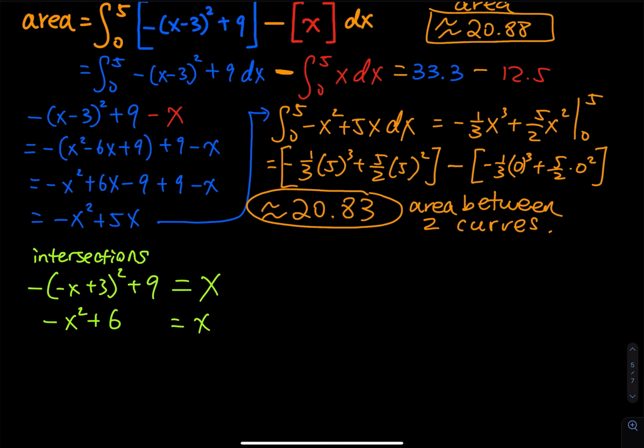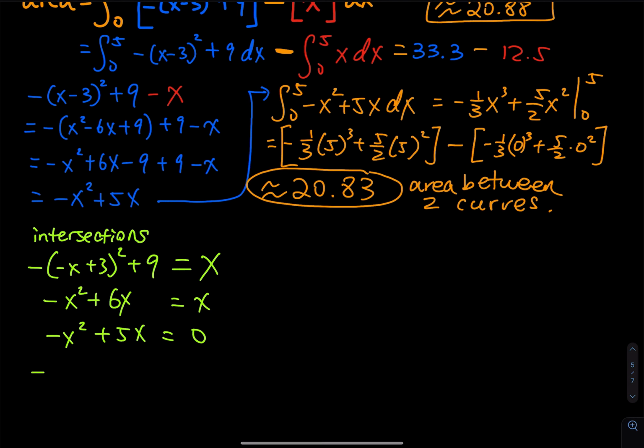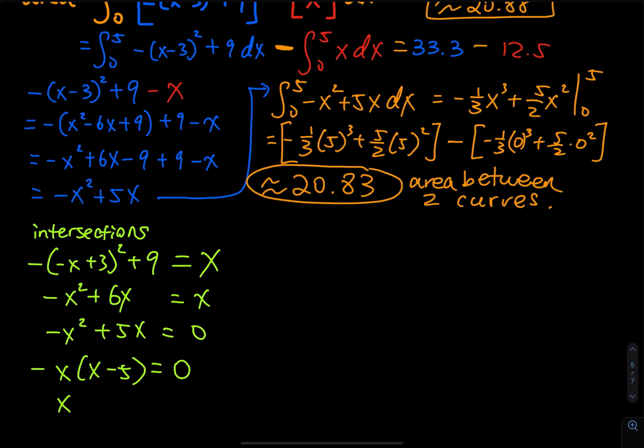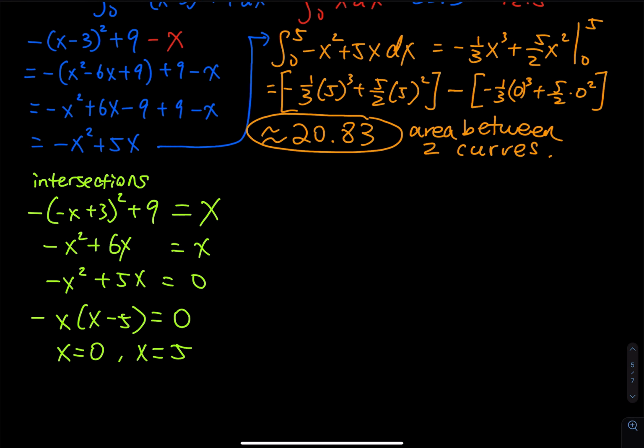And then you have to move everything to one side and then solve for x. So negative x squared, plus 6x minus x, which is plus 5x, equals 0. And then you take the negative x out, and then you have x minus 5 equals 0, so x equals 0, and then x equals 5. That tells me there are two intersections, one at (0, 0), and one at (5, 0). Oh, by the way, sometimes finding the intersection is very difficult, depending on how complicated the two functions are.